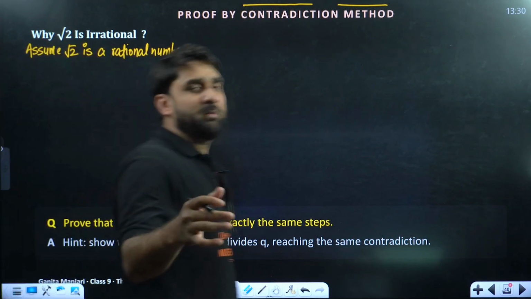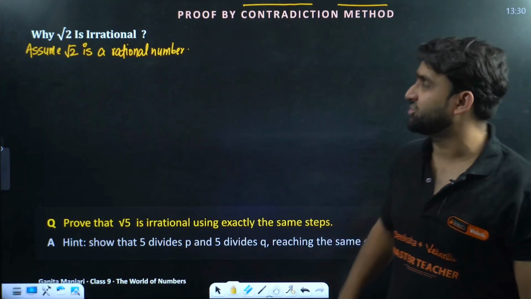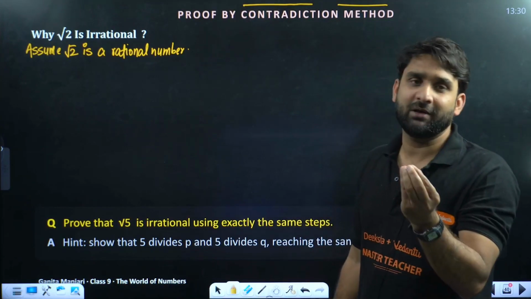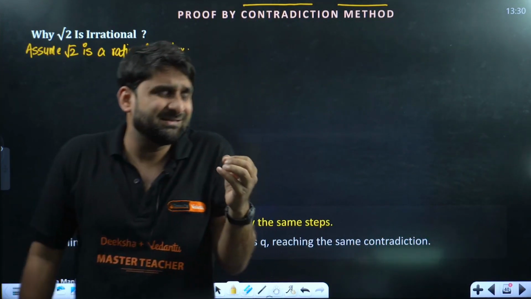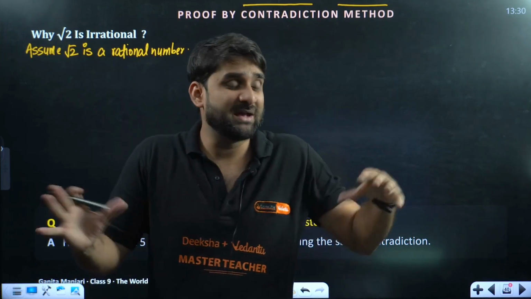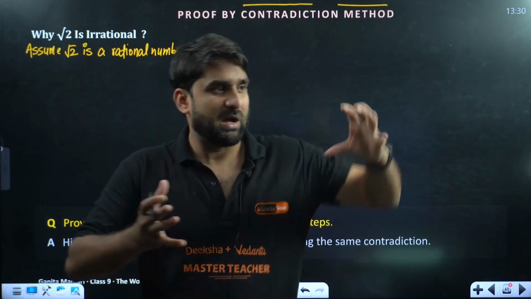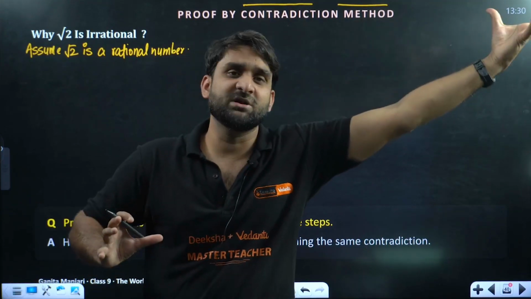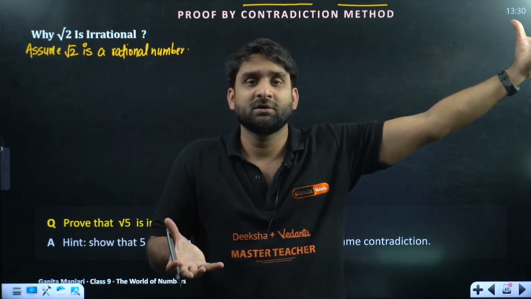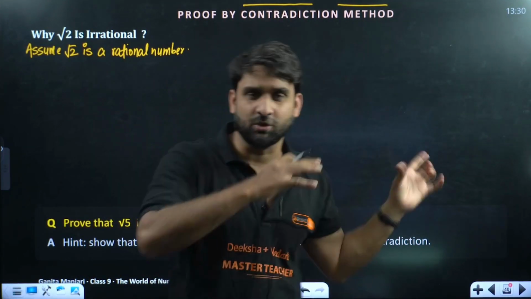Some students might be getting confused, sir, why is this called the contradiction method? Let's wait a little while, everything will be clear. What does contradiction mean? Contradiction means some error occurs. Our assumption and the result are not matching. According to the assumption, the result is not appropriate. Such a situation is called contradiction. So let's solve this question.